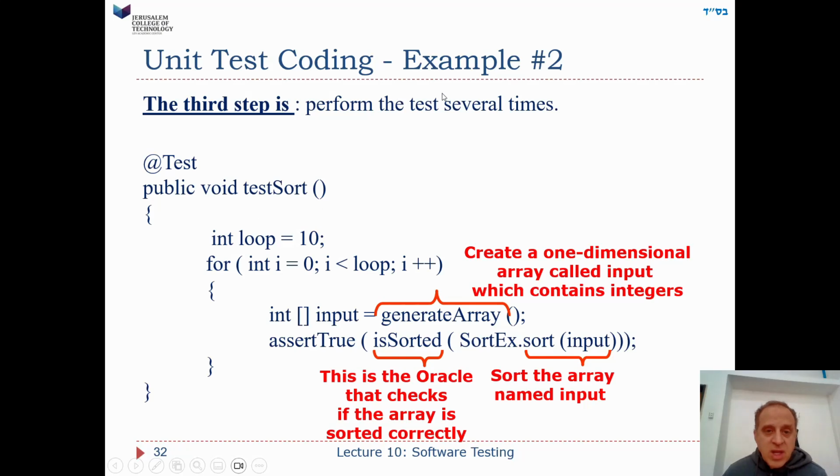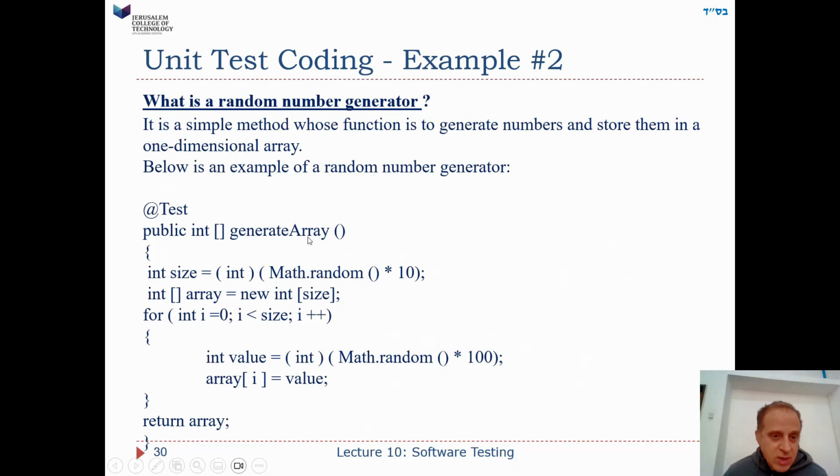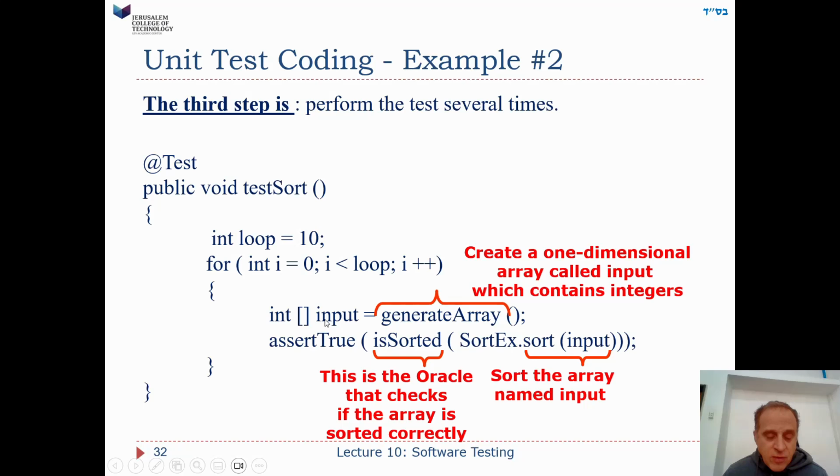Now we're going to perform the test several times. We have our function here, generate array, and it creates a whole array. So first of all, generate an array, and that'll be called input. And then we'll run sort of the array and give it input. Now the result should be returned by the function, and we're going to run the function is sorted. Is it sorted? Which we already wrote.